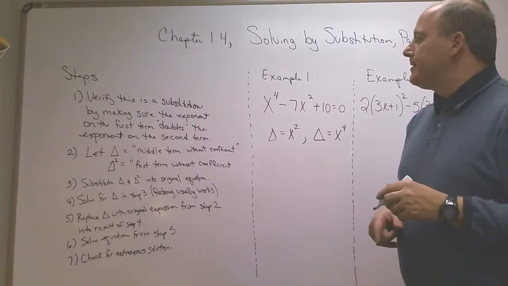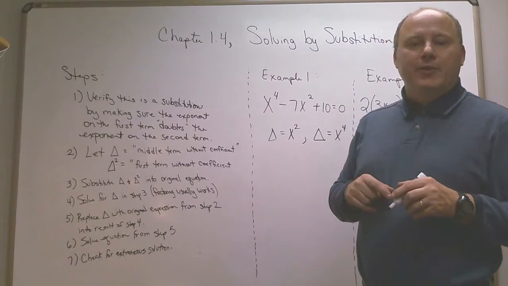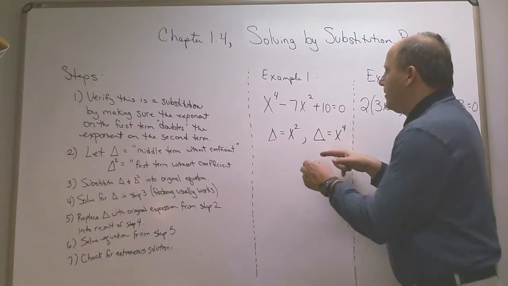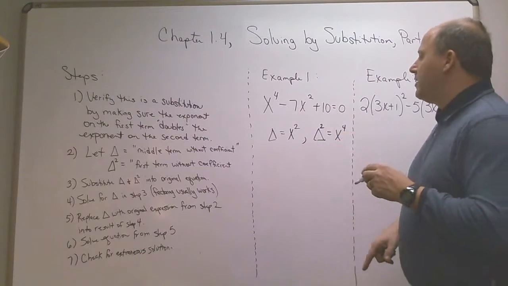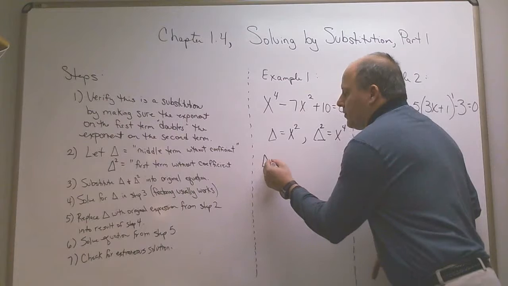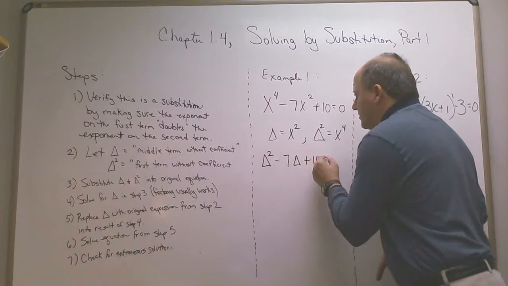The third step is now to substitute the delta and the delta squared back into the original equation. In this particular example, x to the fourth is delta squared. Then it's going to be delta squared minus 7 delta plus 10 equals 0.